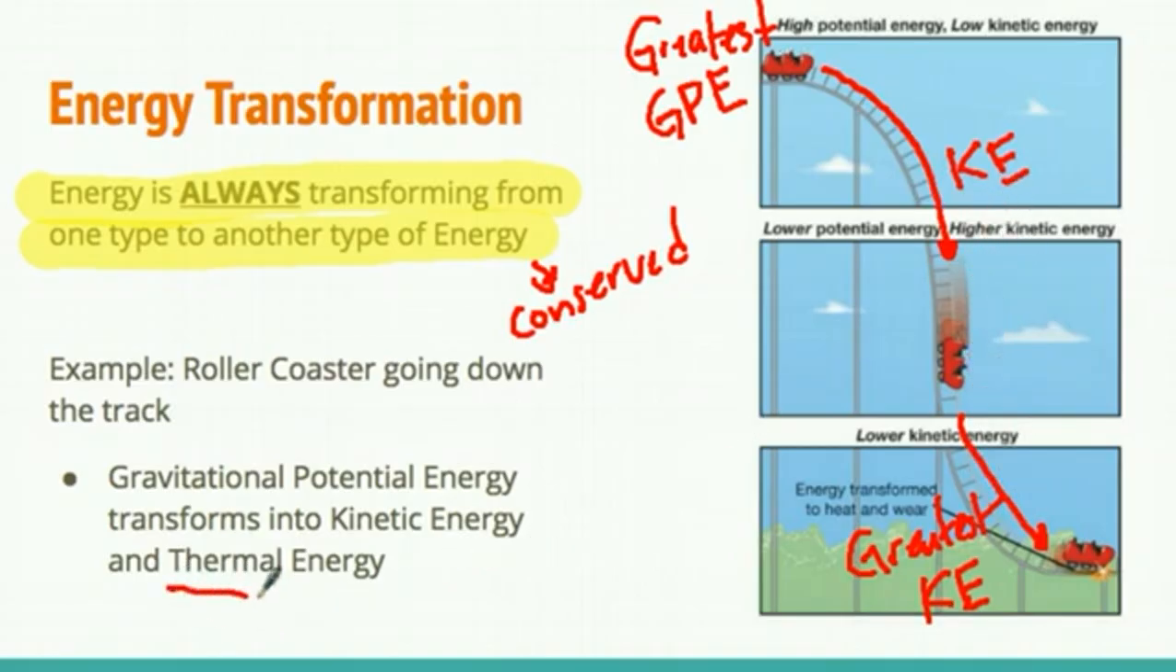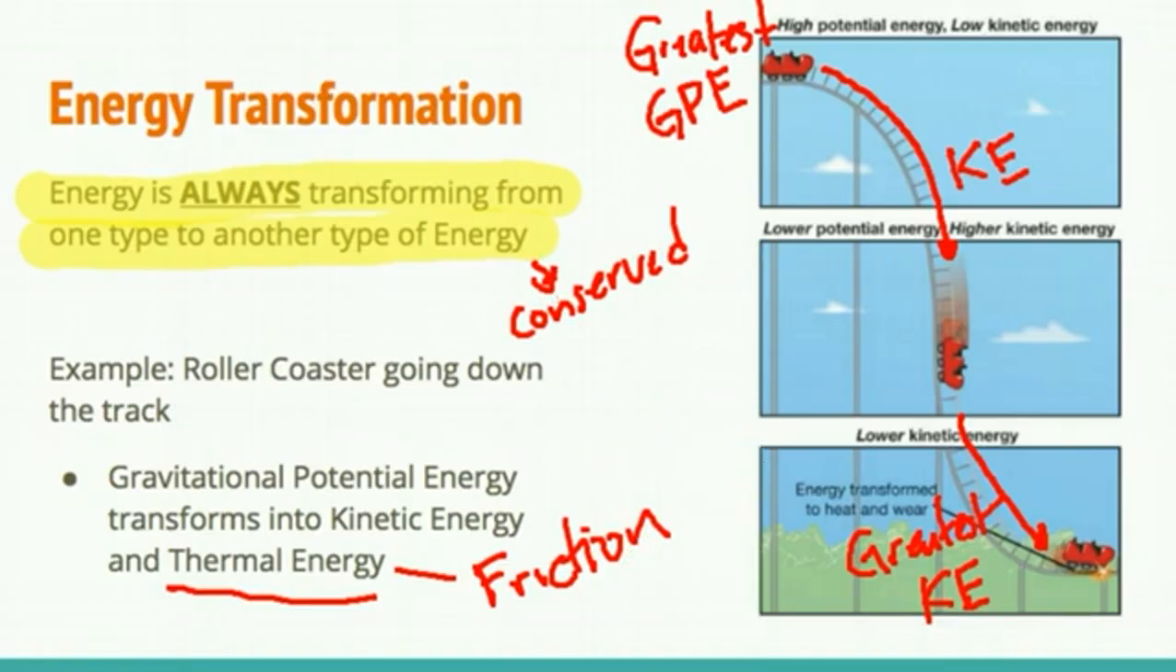Now, where do we get thermal energy? Remember what I said thermal energy mostly comes from? Friction. In a roller coaster, you're always going to lose a little bit of that energy to friction. So all that potential energy, the gravitational potential energy, doesn't all turn into kinetic energy. It turns into kinetic energy and thermal energy, right? Which is lost in friction. So that's what I'm talking about when we're talking about an energy transformation in each situation.